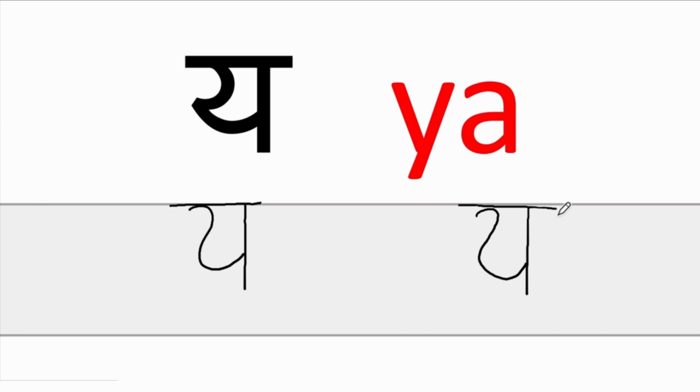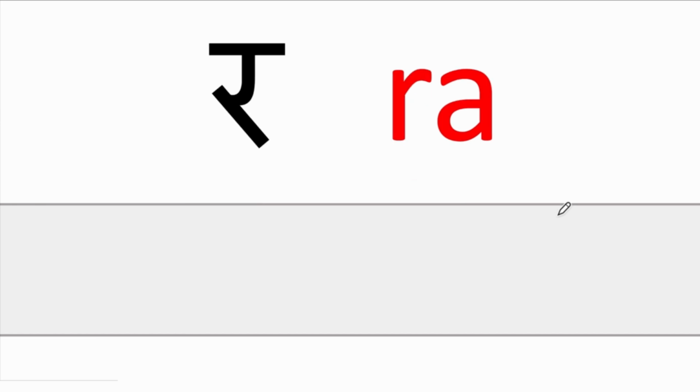This is how we write ya. Now next one is ra. Ra. Now let's see how to write this. Ra shown here is the computer font. You can simply write in this way. Let's see one more time. It's very easy, right?